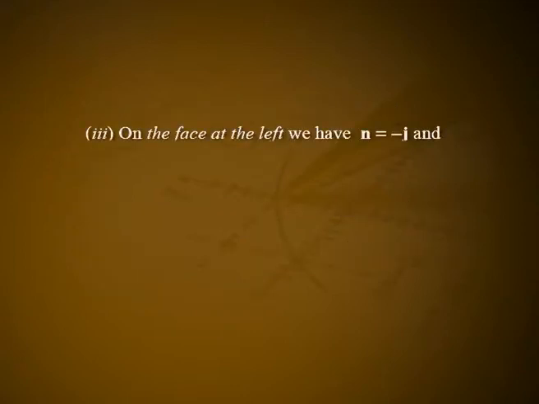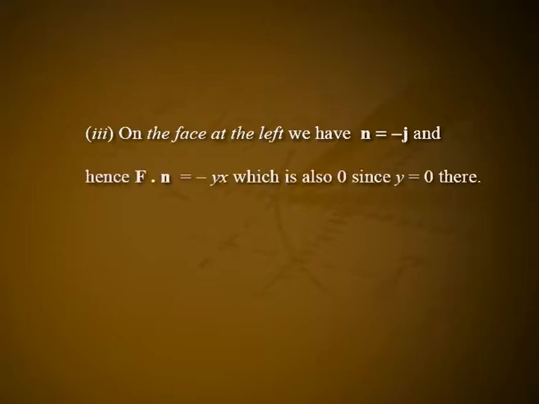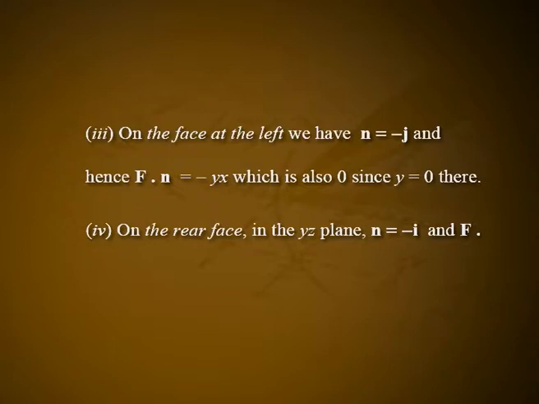3. On the face at the left we have n equal to minus j and hence F dot n is equal to minus yx, which is also 0 since y is equal to 0 there. 4. On the rear face in the yz plane, n is equal to minus i and F dot n is equal to minus x square, which is equal to 0. It follows that there is only one non-zero contribution to the surface integral, and hence the double integral over S of F dot n dS is equal to 1.